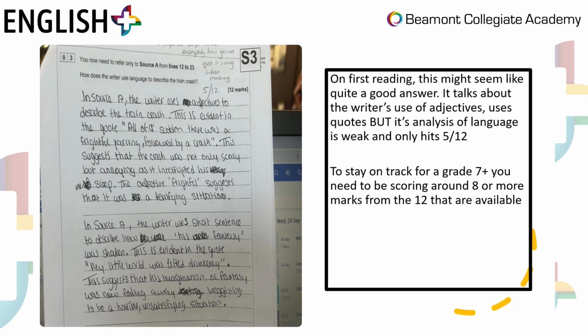Don't talk about short sentences. I mean, that one isn't particularly short. "My little world was tilted drunkenly." You know, it's the "drunkenly" part, the adverb there, that's the bit that you can do something with. This is a candidate who thinks because they spotted a short sentence and adjectives, they'll just jump on those choices. And this is what probably, for me, is the biggest mistake that I see. The choices are so weak, they just don't have enough to say about them.